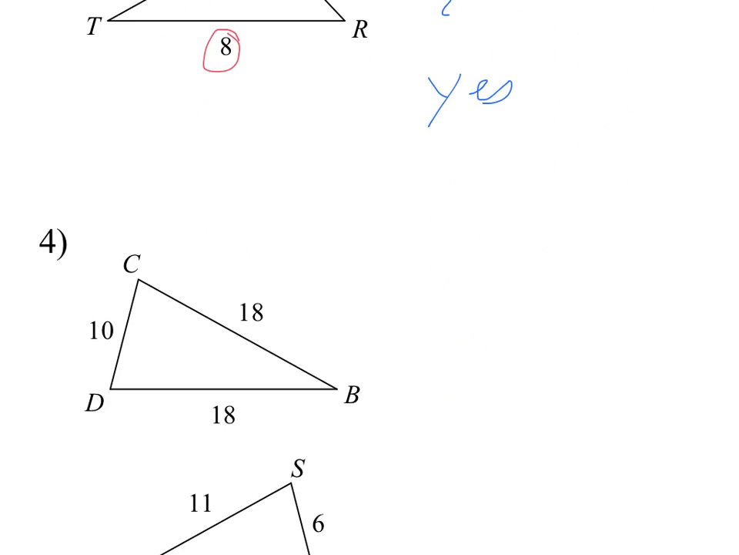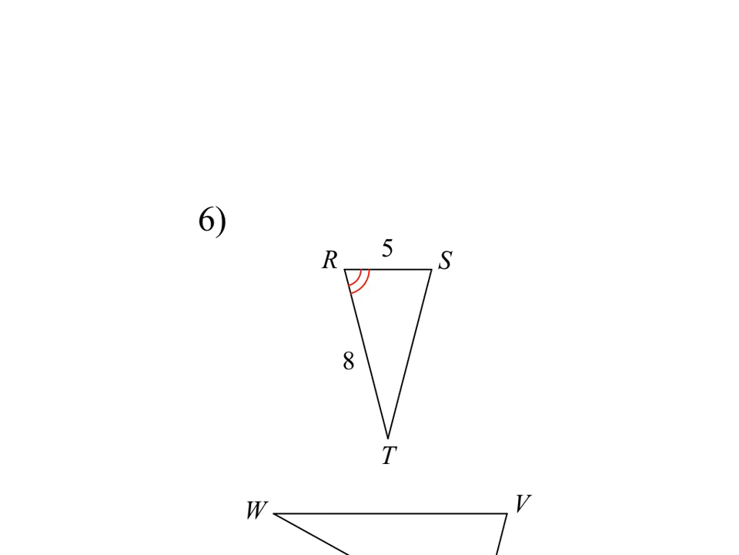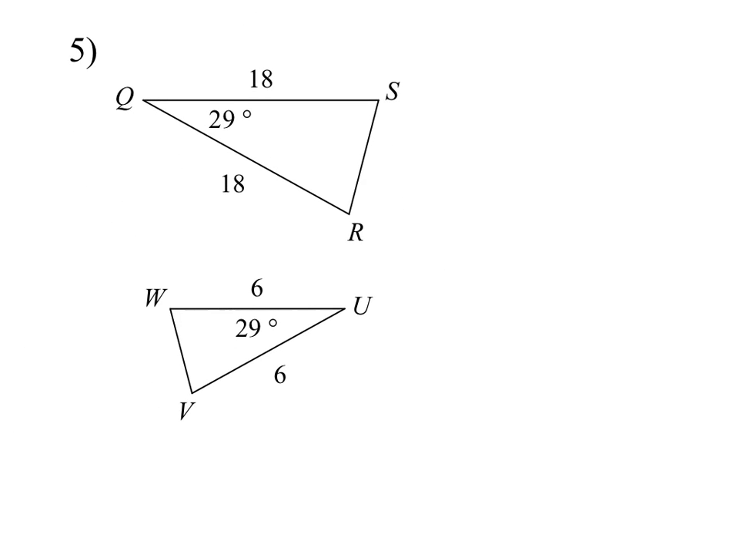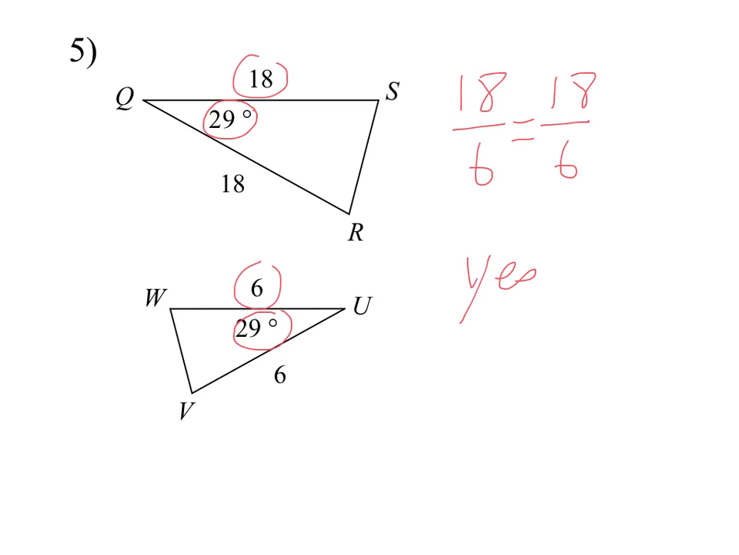If you go down to number 5, in looking at this one, you see that you have an angle given. And they're the same, that's good. Here they only give you two sides, but if I make one ratio of 18 to 6, does that equal the ratio of 18 to 6? And yes, it does. They do reduce both to 3.